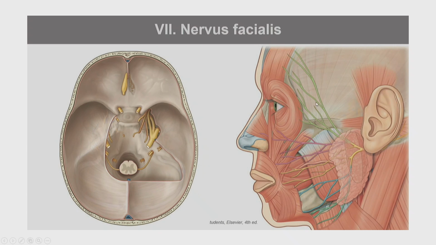So temporal, zygomatic, buccal, marginal mandibular, and the cervical branch of the facial nerve from the intraparotid or parotid plexus. All these nerves are motoric fibers, and they are responsible for innervation of the mimic muscles, or the muscles of the facial expression. Yes? So this is extremely important to know.